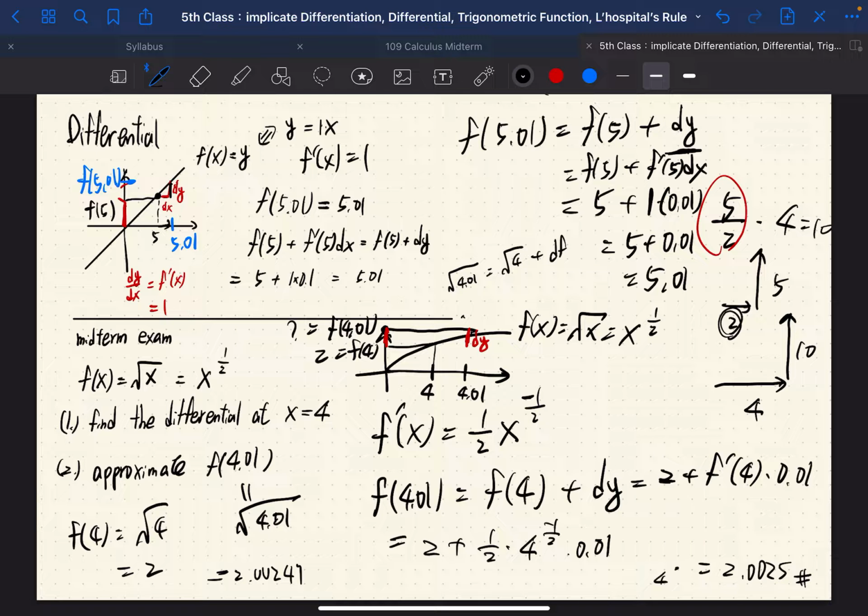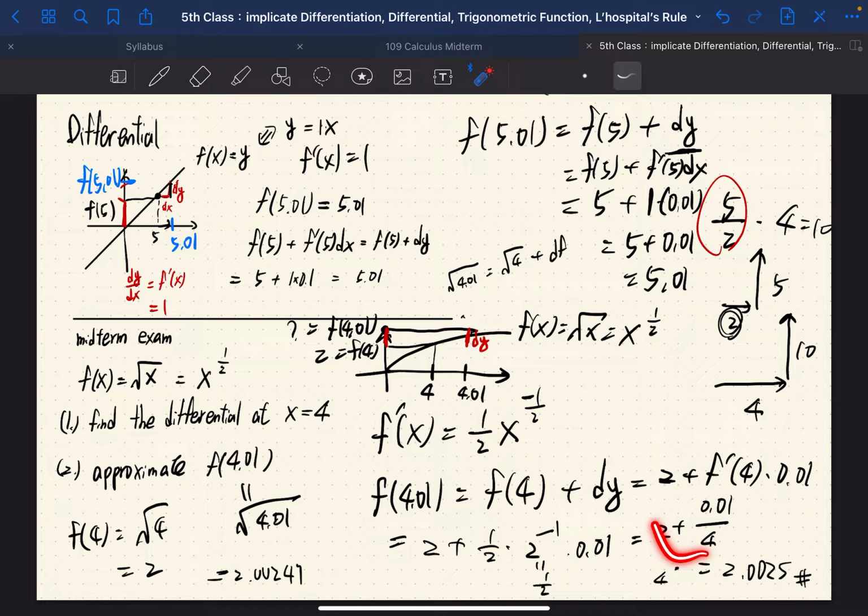So 4 is 2 to the power of 2, and it cancels. So it is 2 to the negative 1. It is 1 divided by 2, so it's 2 plus, this is the answer. So we approximate, the answer looks like this.